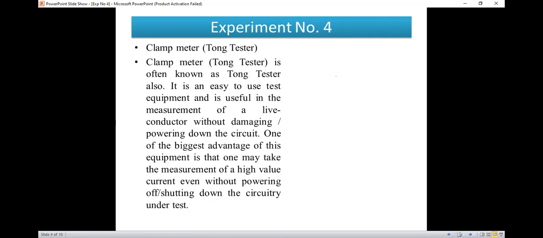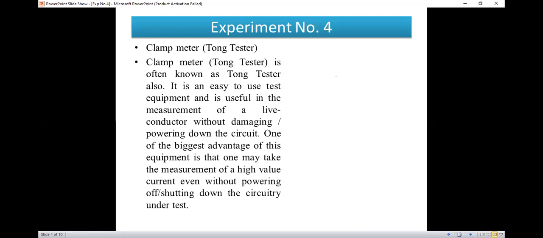the analog meter. Okay, you people already know the analog meter, different types of analog meter like analog wattmeter, analog voltmeter, analog multimeter. Now the next meter is nothing but the clamp meter.